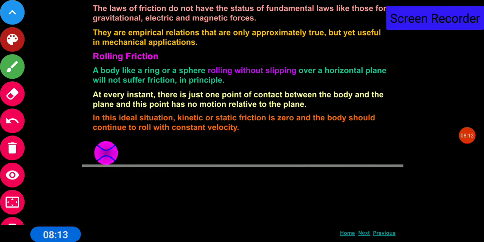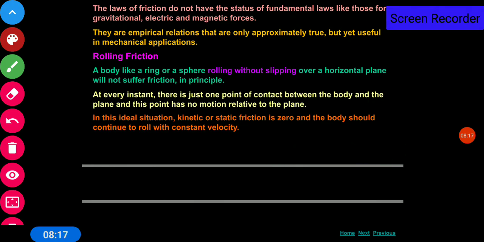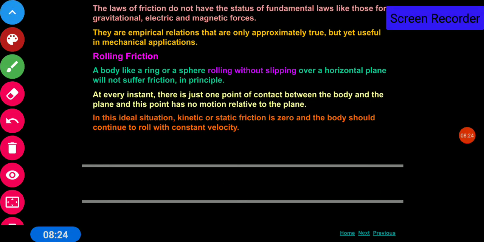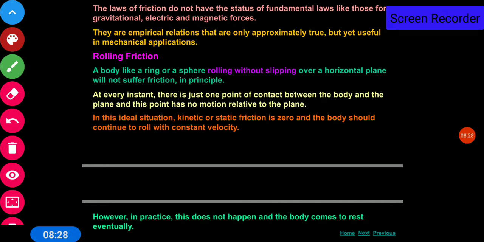Let us see that if a ball is rolling, then it should move with constant velocity. If a wheel is rolling on a surface, then it should move continuously without stopping. But in actual, it does not. However, in practice, this does not happen and the body comes to rest eventually.